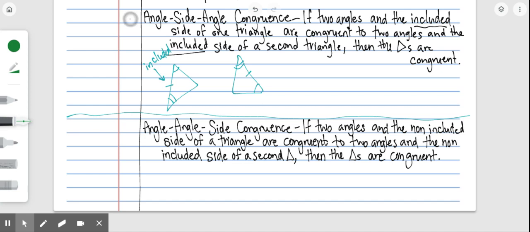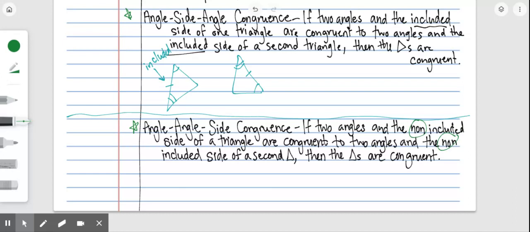Okay, so we just now did angle-side-angle congruence. Now we're talking about angle-angle-side congruence, which says if two angles and the non-included side of the triangle are congruent to two angles and the non-included side of a second triangle, then the triangles are congruent. Okay, again, just like yesterday, abbreviate. Write it as simply as it makes sense to you.